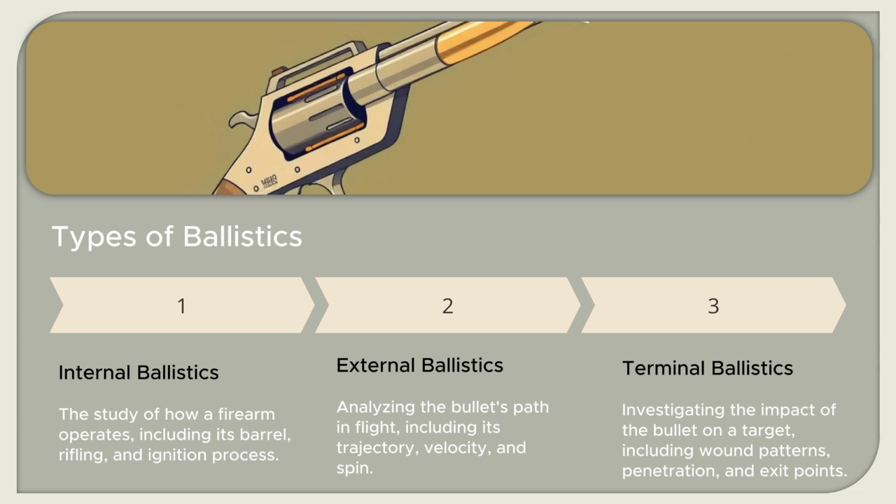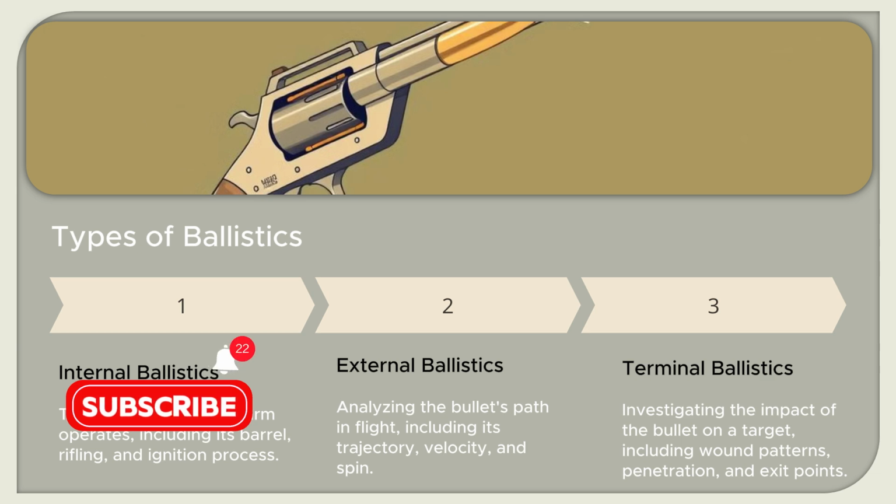Internal ballistics examines processes inside a firearm during discharge, including primer ignition, propellant combustion, and bullet acceleration through the barrel. Rifling, spiral grooves, impart spin for stability, leaving unique marks on bullets used for forensic matching. External ballistics studies the bullet's flight path, influenced by velocity, gravity, air resistance, wind, and spin. Trajectory analysis helps reconstruct shooting angles and shooter positions.